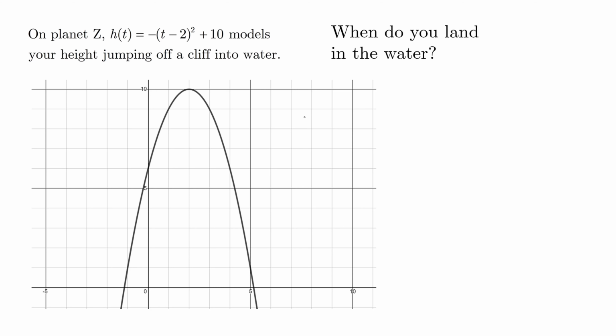When do you land in the water? So the question of when, we're talking about the x value or the t value. We land in the water here, which is 5 point something. How do we do this without a calculator?